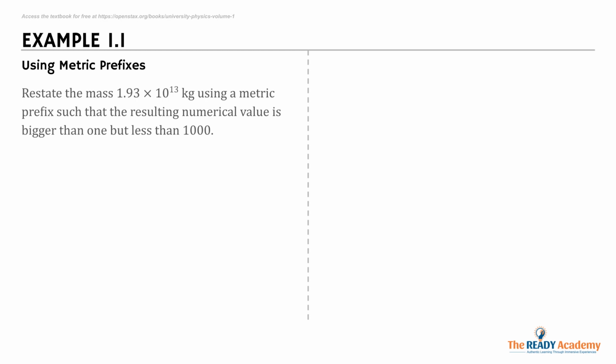Example 1.1. Using metric prefixes, restate the mass 1.93 times 10 to the 13 kilograms using a metric prefix such that the resulting numerical value is bigger than 1 but less than 1,000.